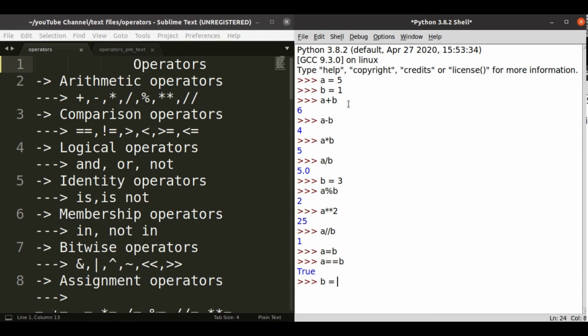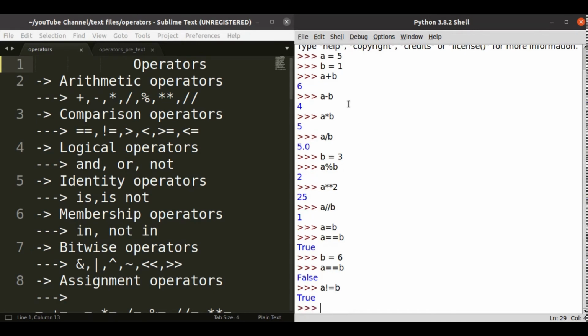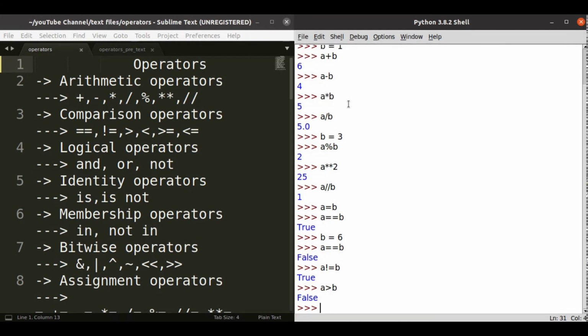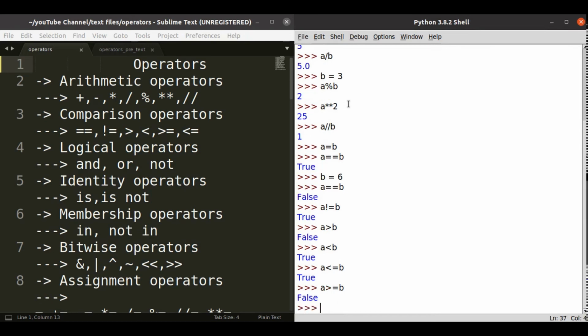Assign a different value to B. Now execute the same command. Now you are getting false, right? Now use not equal to, which is true. A greater than B, yeah, it's false. B greater than A. A less than B, which is true. A less than or equal to B, which is true. A greater than or equal to B, which is false.